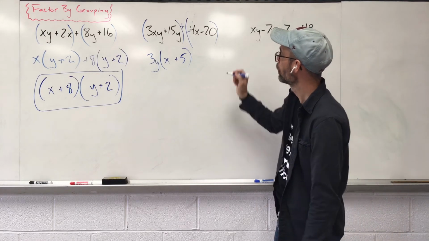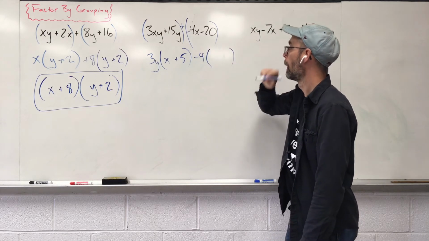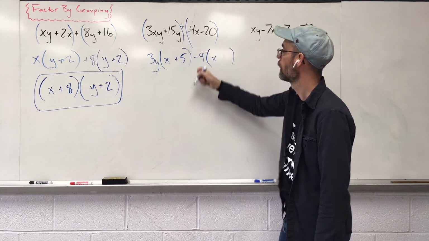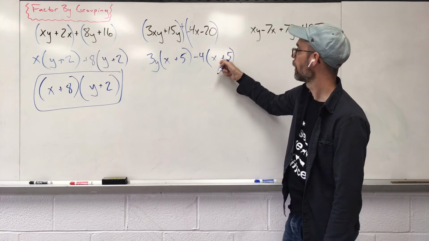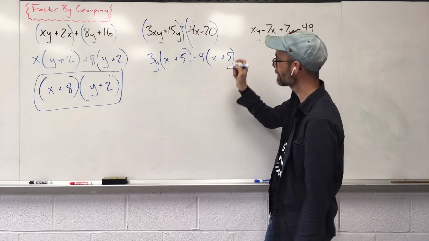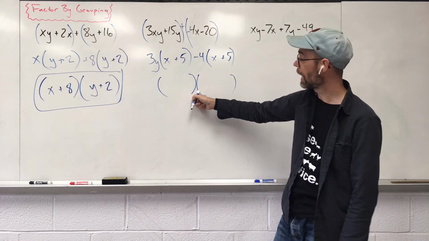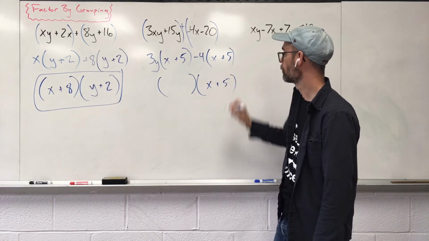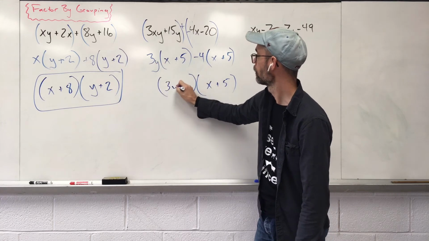What do we share? We share a negative 4. On the inside, negative 4 times what gives me negative 4x? We're missing x. Negative 4 times what gives me negative 20? Negative times positive gives us negative. 4 and 5 gives us 20. Are the parentheses the same? Yes. Now when we rewrite them, we can have multiplication between them. What's the same comes down. What we brought out goes in the first one.